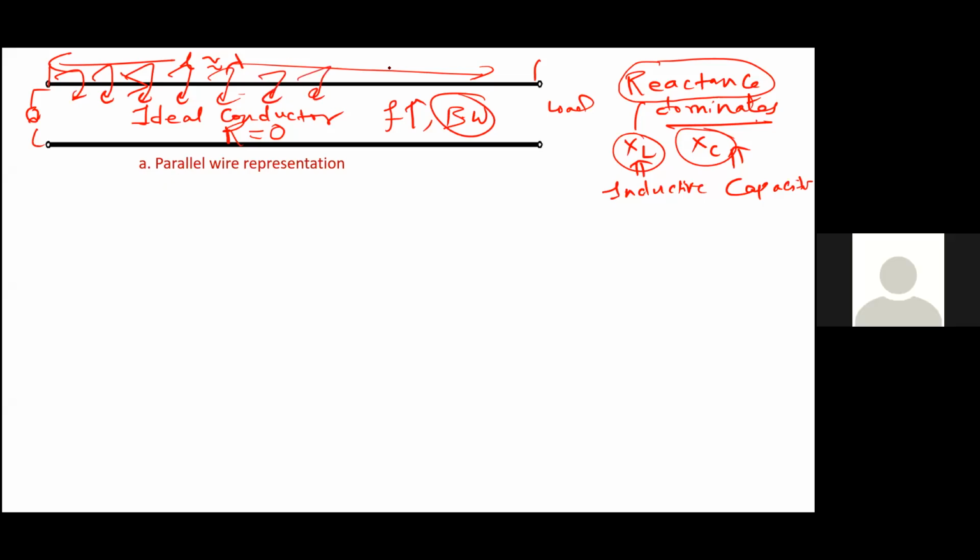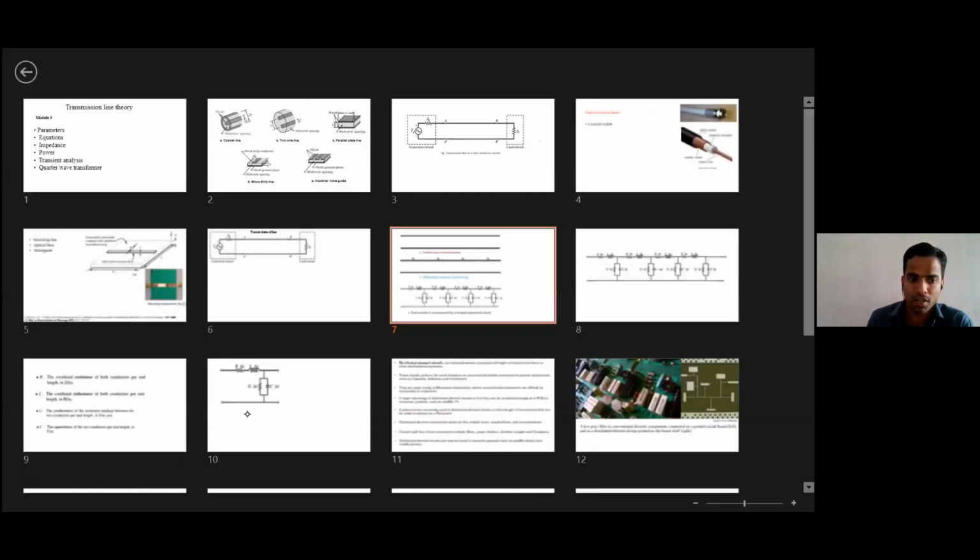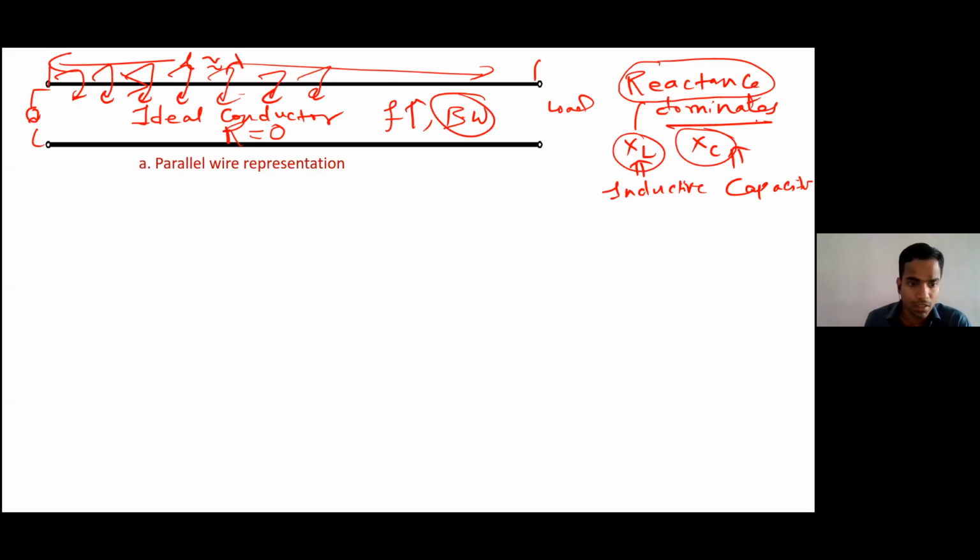And that is where the inductance comes into the picture. The magnetic flux linked with the coil gives the inductance. So L comes into the picture because of the magnetic flux, which is linked with the current.